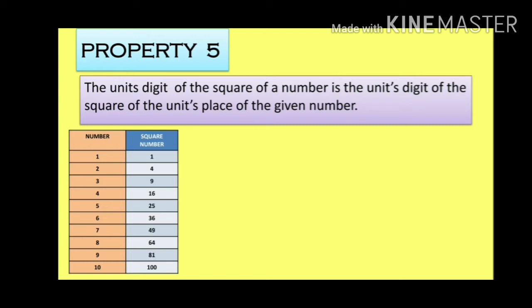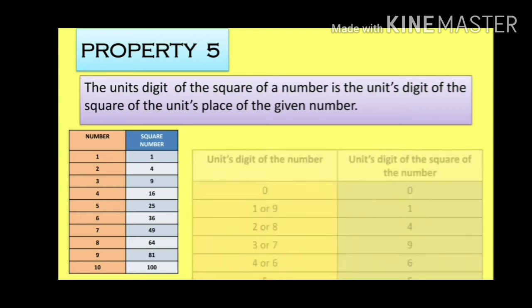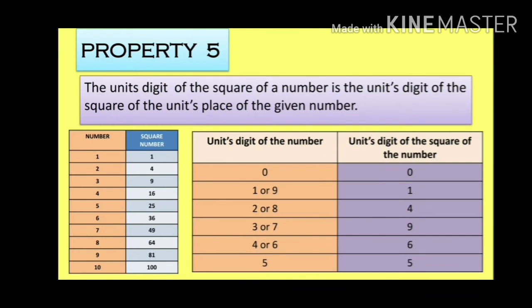So if the square number ends with 9, the given number will end with 3 or 7. From this we get a list like this. Here you can see, if the units digit of the given number is 0, its square will end with 0 only. And if the units digit of the number is 1 or 9, then its square will always end with 1. As you can see, the square of 1 is 1, and of 9 is 81. So both of them end with 1.